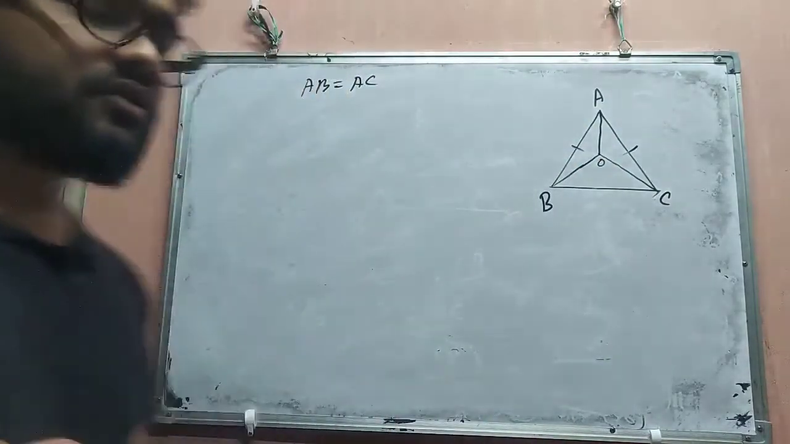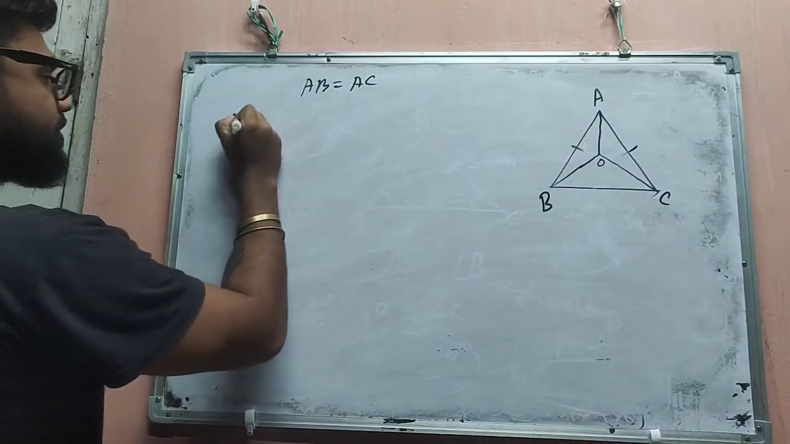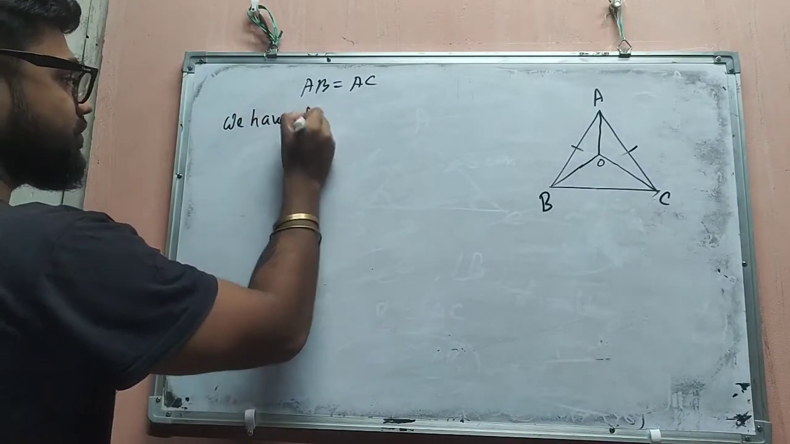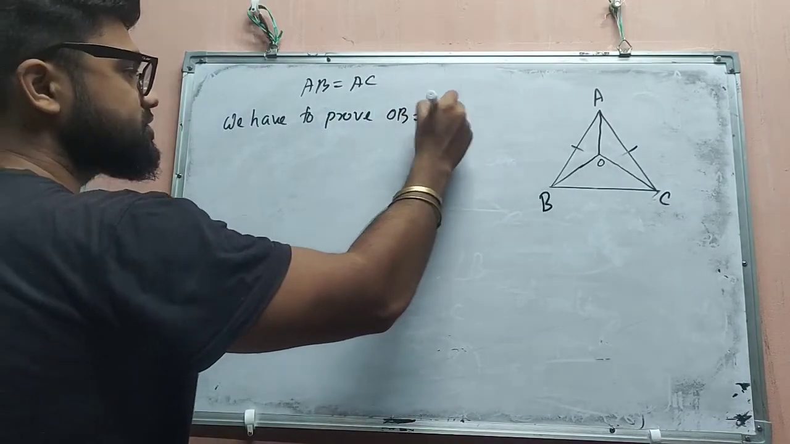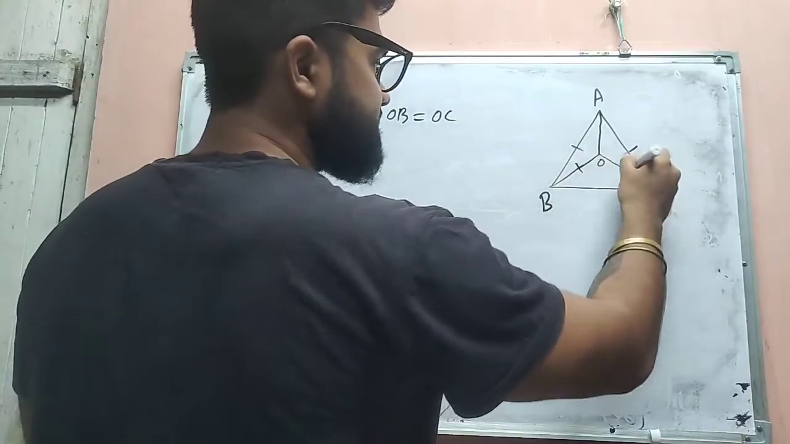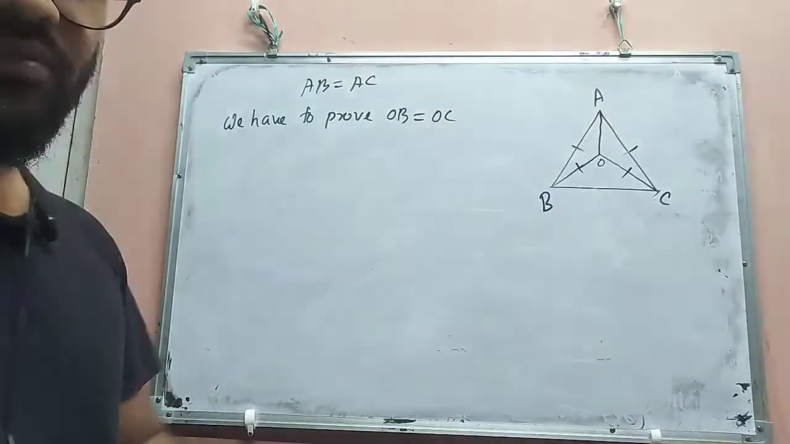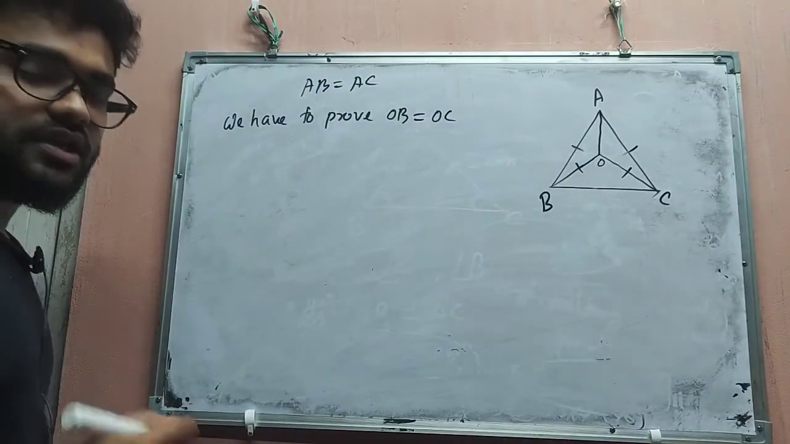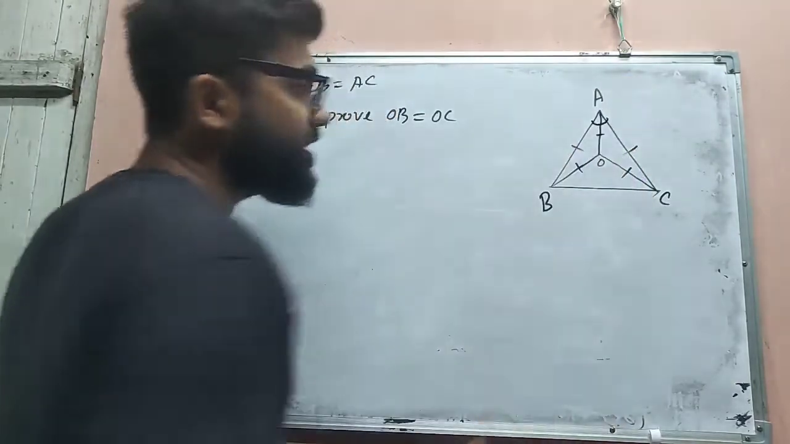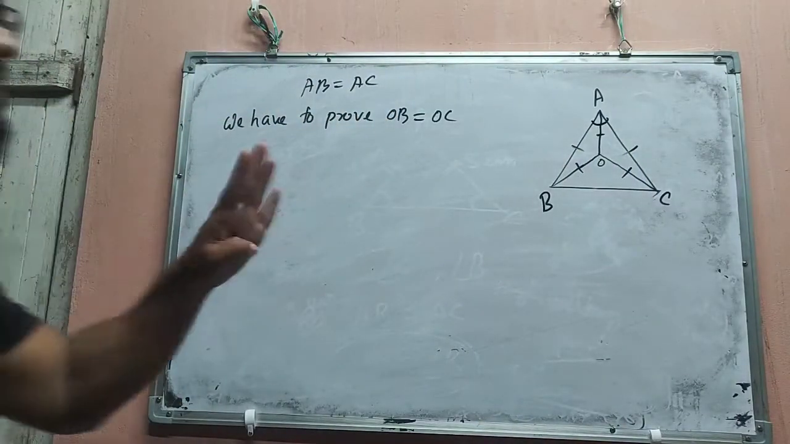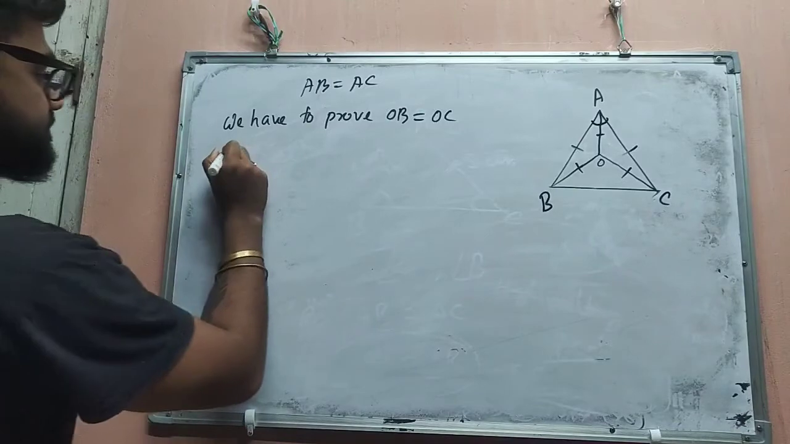Then what are we asked? That OB equals OC. So we have to prove OB equals OC, that means these two sides are equal. And moreover, we have to prove one more thing, that AO bisects angle A, that this is bisecting that angle. To prove that, first we have to see what is given.